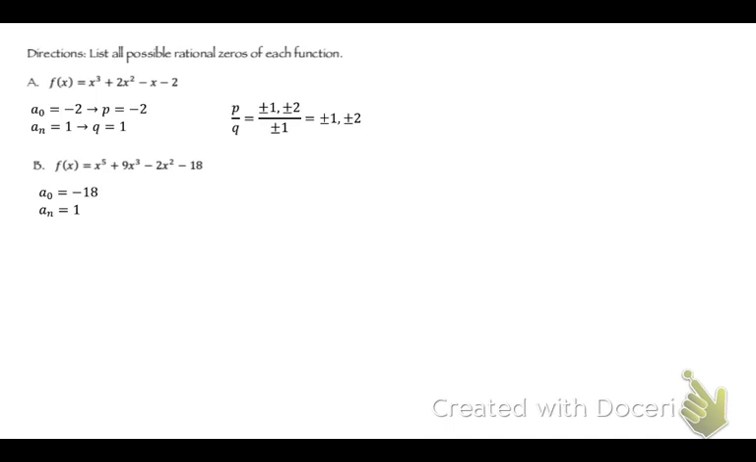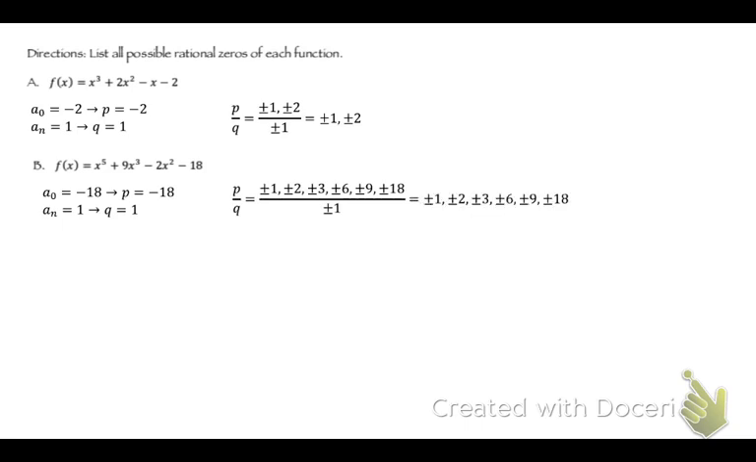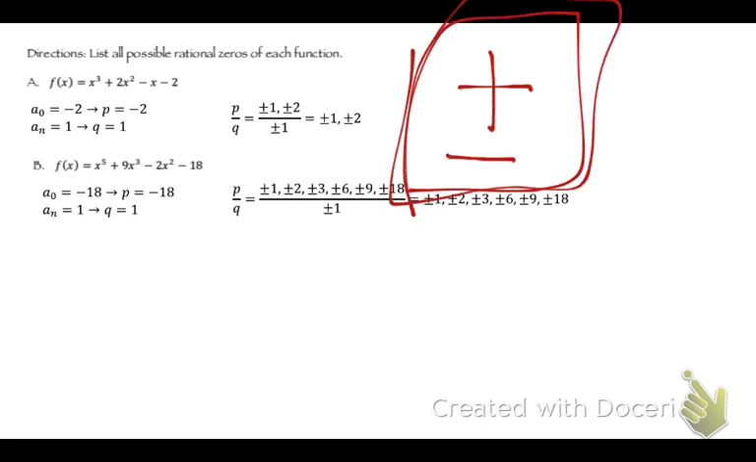Okay, let's look at B. So a sub 0 is -18, a sub n is 1. That means p equals -18 and q equals 1. So p over q: the factors of 18 are 1 and 18, 2 and 9, and 3 and 6. So it's plus or minus 1, plus or minus 2, plus or minus 3, plus or minus 6, plus or minus 9, plus or minus 18. And q is just plus or minus 1. So those possible factors are 1, 2, 3, 6, 9, and 18. Make sure you're putting that plus or minus. I will mark it wrong if you do not. Okay?